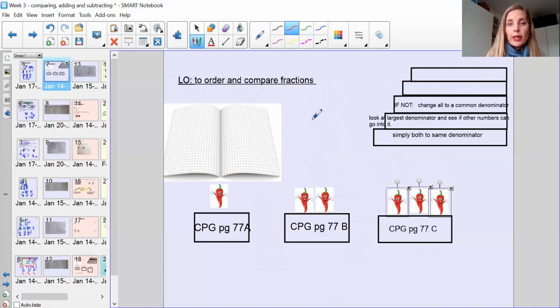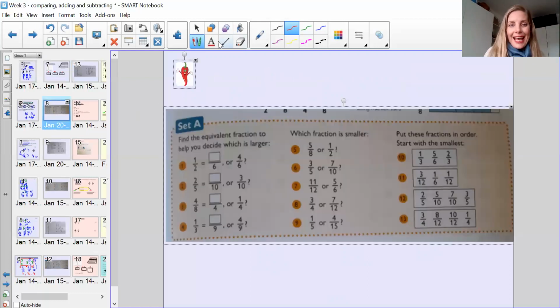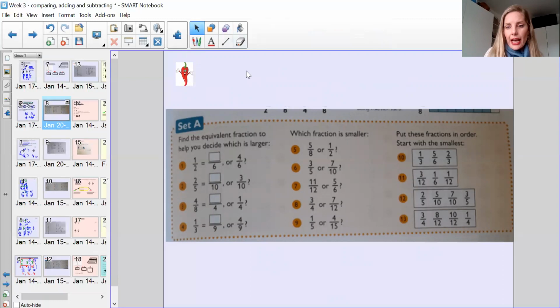And if you're not sure what I'm talking about, go back in the slides and find the slide that is relevant to your learning. Right, here is set A. All right, so pause the video and have a go at those 13 questions. Here are straightforward ones using your equivalent fraction knowledge.